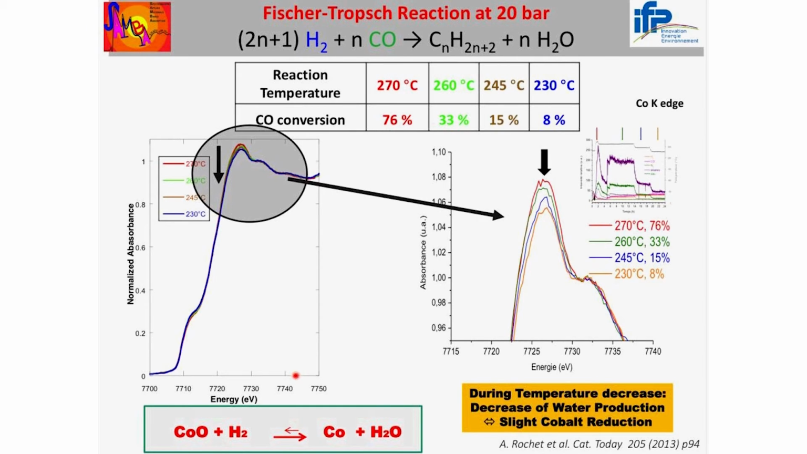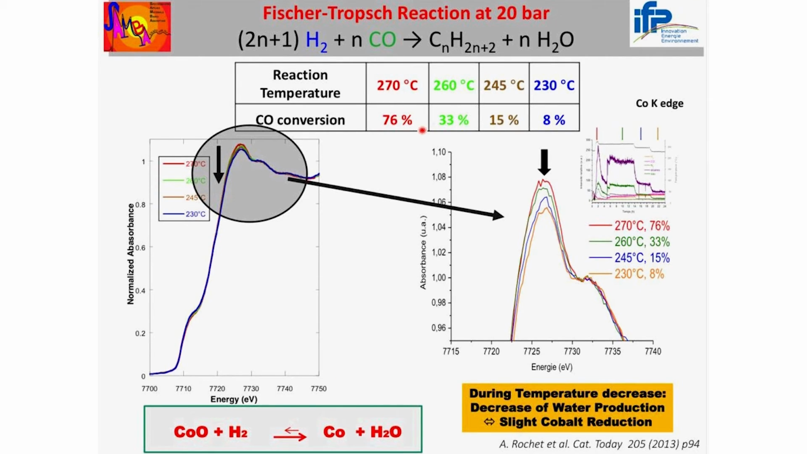Now, if we compare the different results gained by XANES at the different temperatures characterized during 20 hours, we see that by decreasing the temperature from 270 degrees Celsius to 230 degrees Celsius, we have a decrease of the main intensity of the white line. That means that we have a slight reduction of the oxidic species towards metallic species.